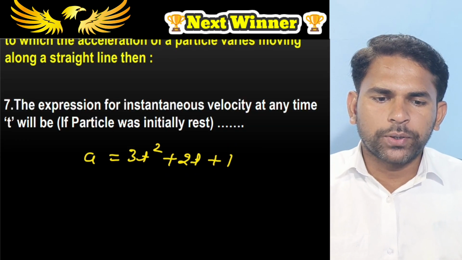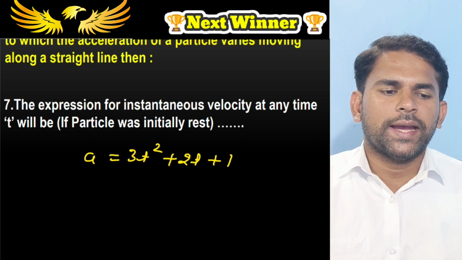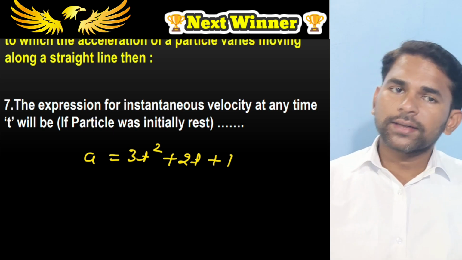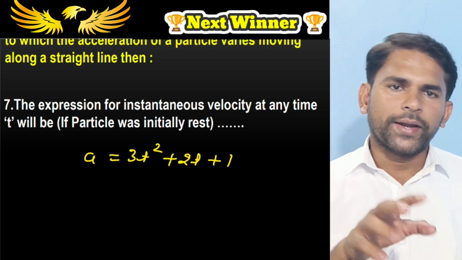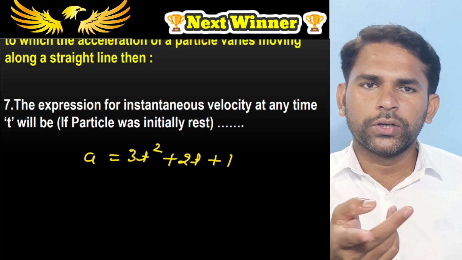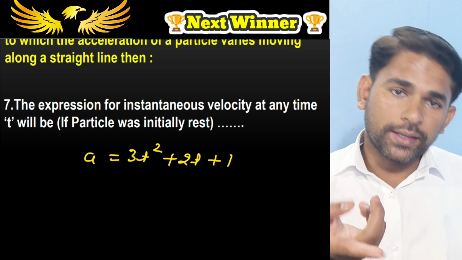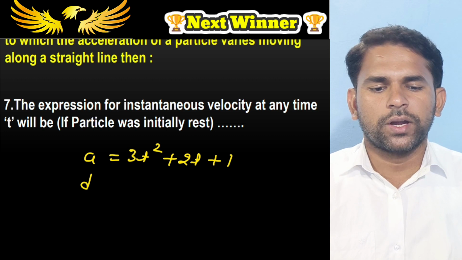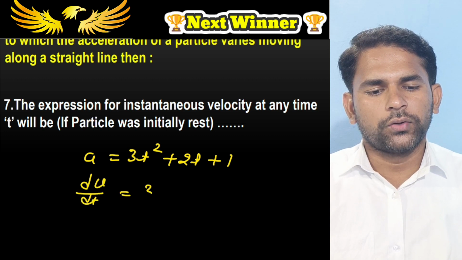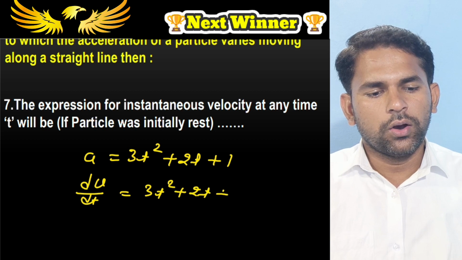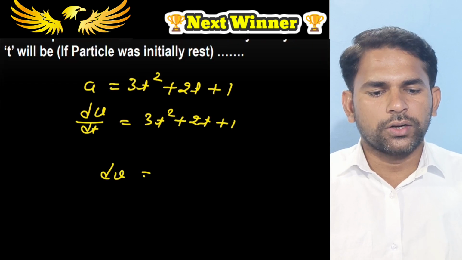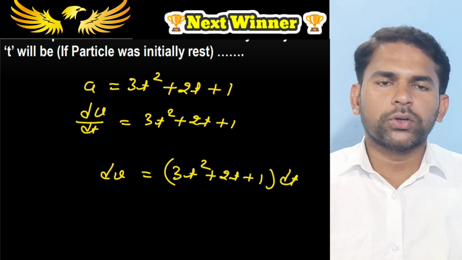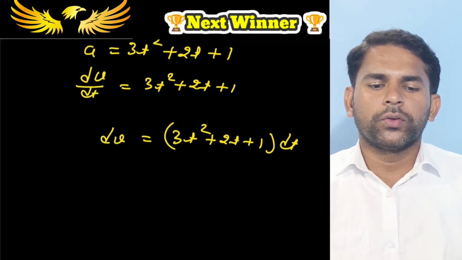And what they are asking is the expression for instantaneous velocity at any time t. So instantaneous velocity is asked, acceleration is given, velocity is asked. When velocity is given and you need to find acceleration, you differentiate. Here acceleration is given and velocity is asked. So what you will do: first you change this in dv over dt form. So now you can write dv is equal to 3t square plus 2t plus 1, and it converts into integration form. So now you can integrate.